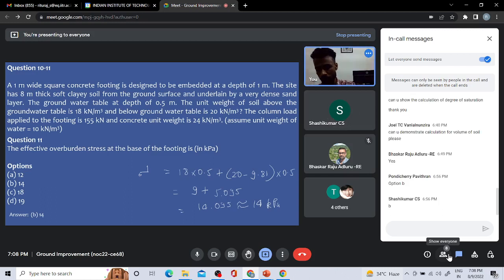So I think I didn't see that question, but what you are saying is, this is the ground, the 6 meter depth you are having, and at 0.5, this is the clay soil, right?